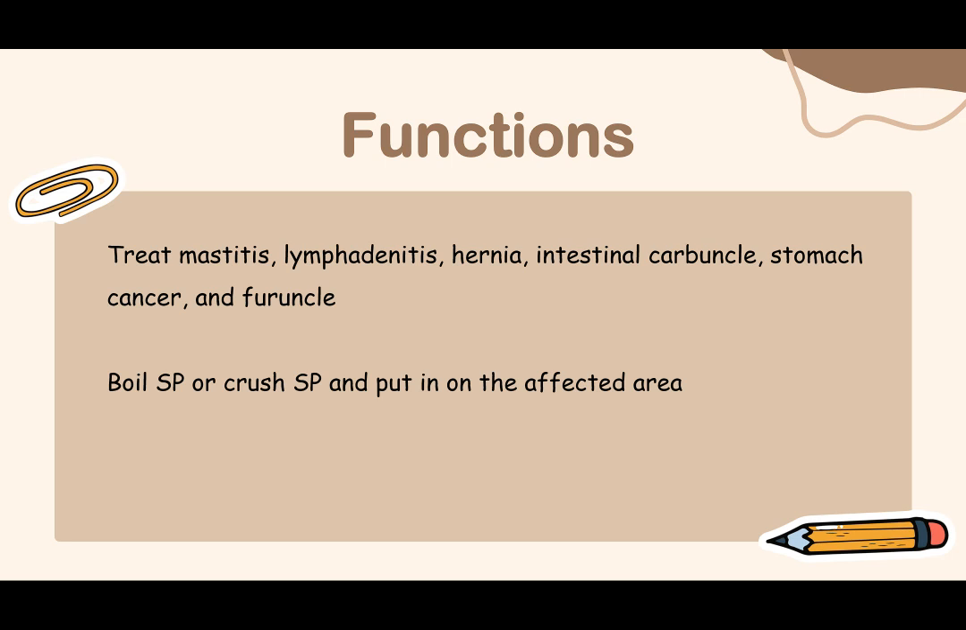So SP has a lot of functions. It can treat mastitis, lymphadenitis, hernia, intestinal, carbuncle, stomach cancer, and pharyngeal. So yeah, a lot of diseases can be treated by SP. And how to take SP as medicine? Usually the two ways we already talked about millions of times. Boil SP and drink the SP tea, or you can choose to crush SP and put it on the affected area. Anyway, you should take it under professional advice, but yeah, you can.